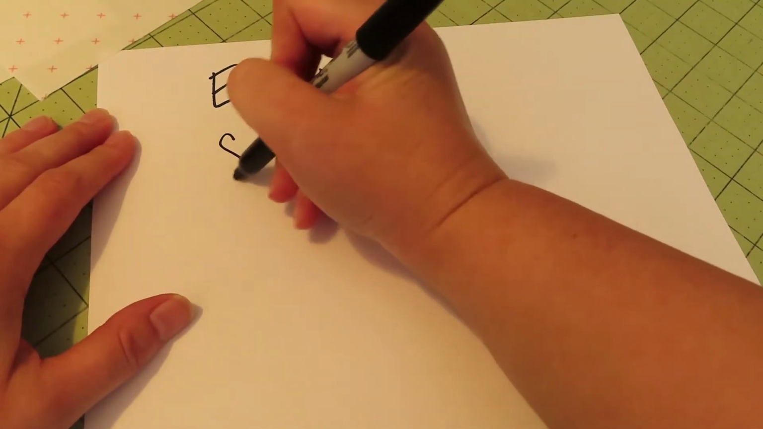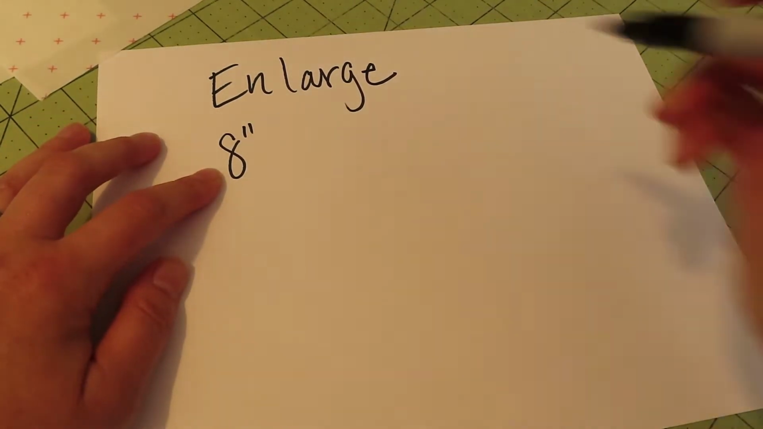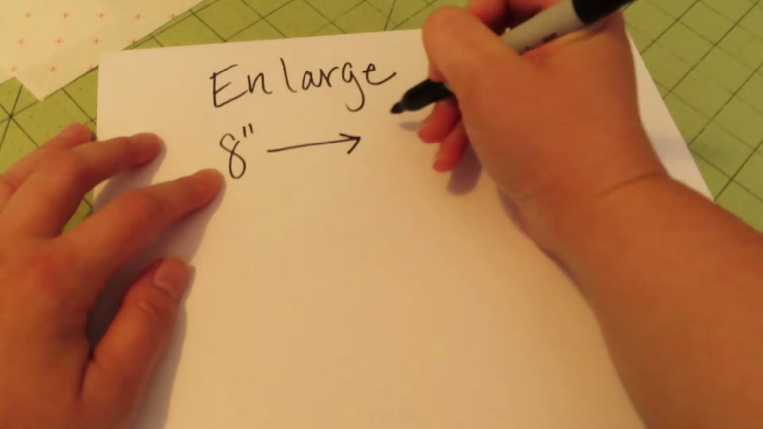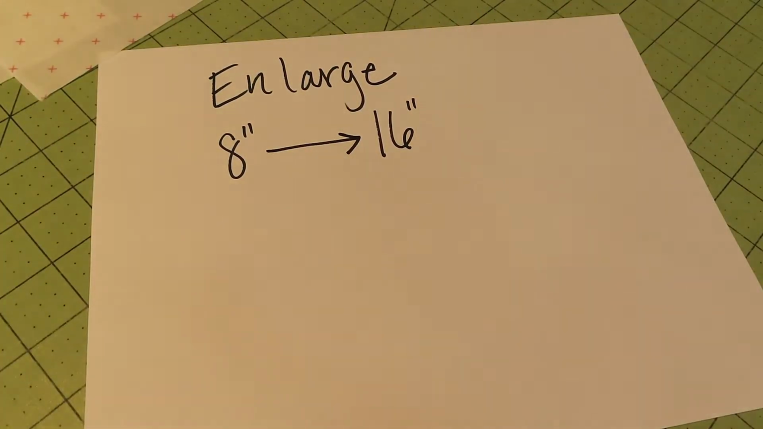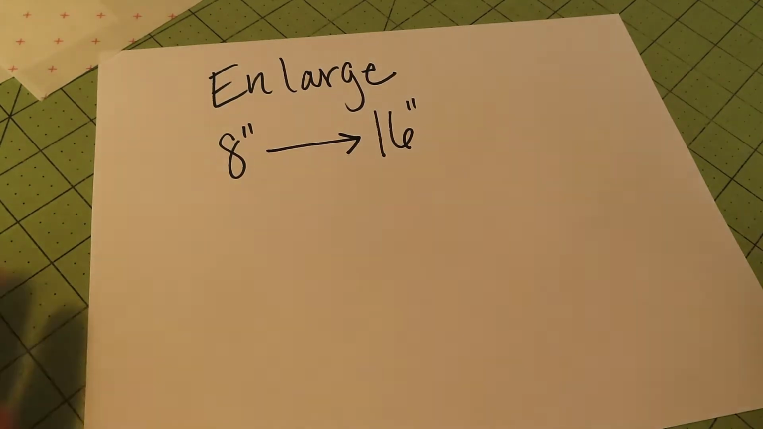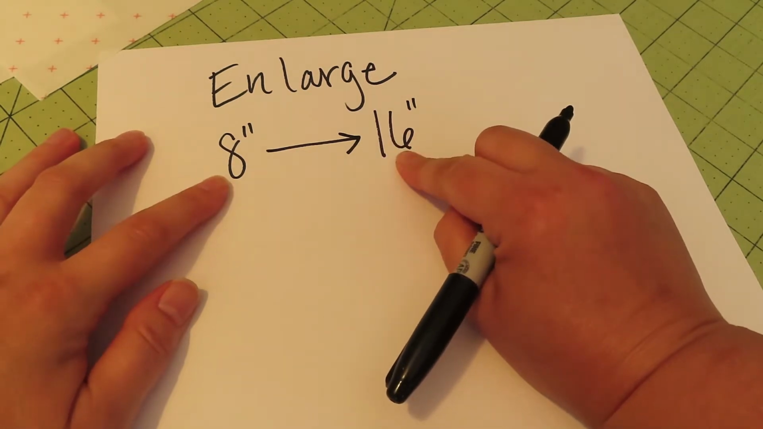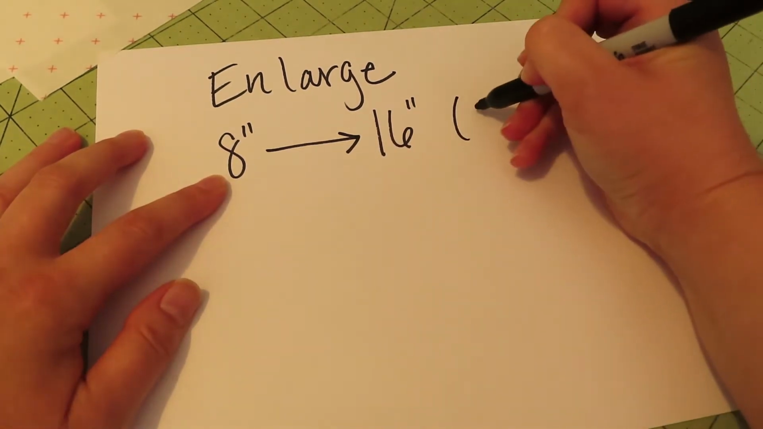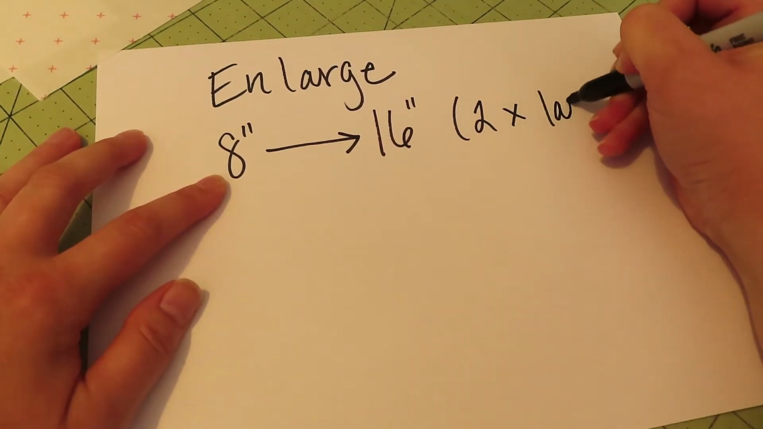I have an 8-inch block currently, that's the finished block size, and I want it to be 16 inches finished for my new block. So I need to figure out how many times larger 16 is compared to 8, and I know that that's twice as large, it's 2 times larger.